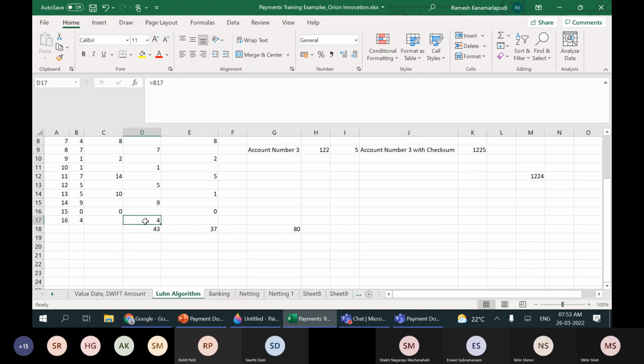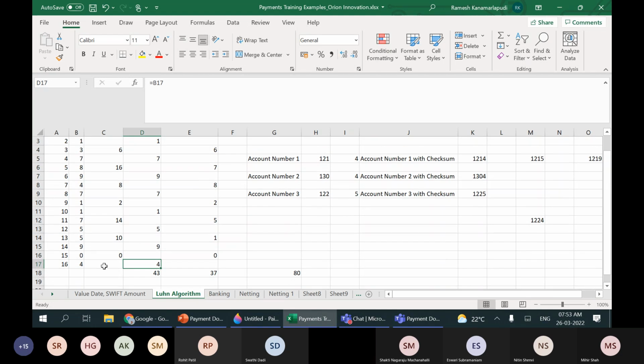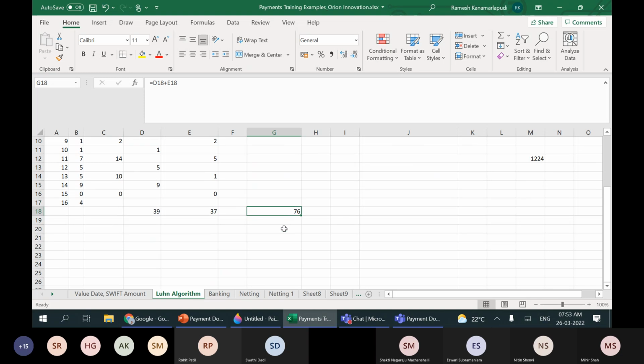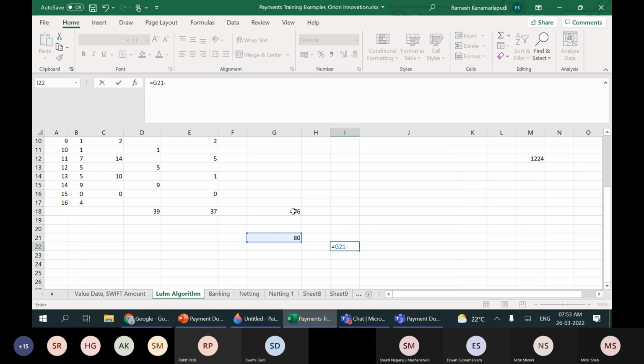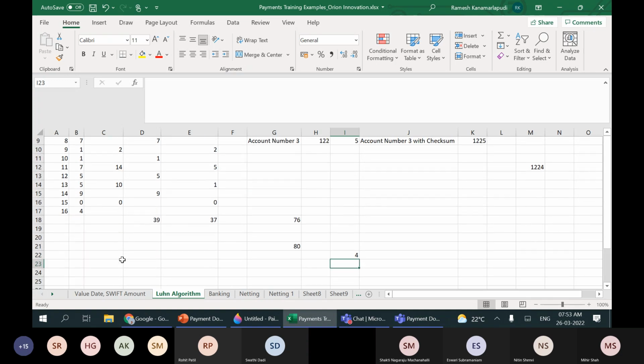Suppose I have only 15 digits and I want to calculate the checksum digit. I can find the nearest multiple of 10, that is 80. Then 80 minus 76, so the 4 would become the checksum digit of this card number. So this is the way it is found.